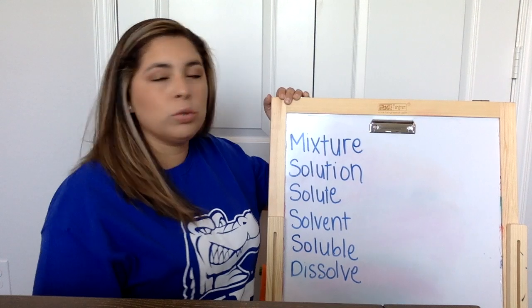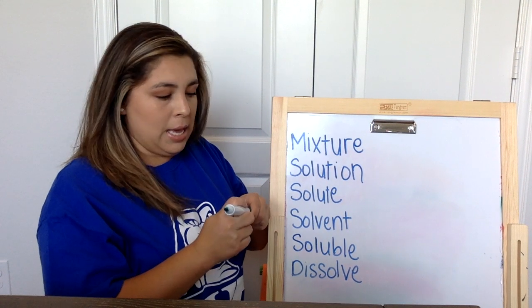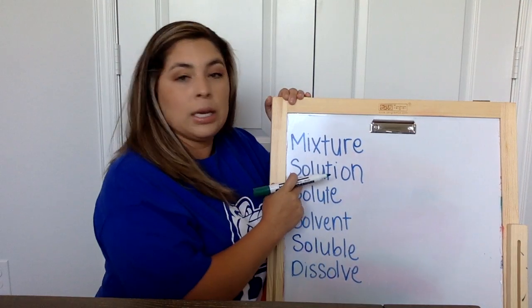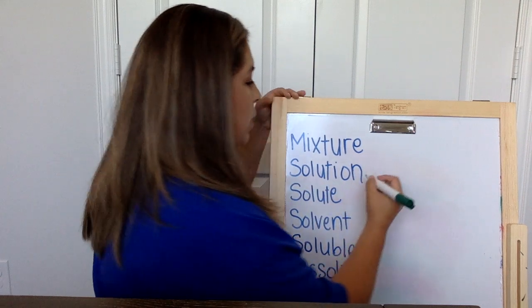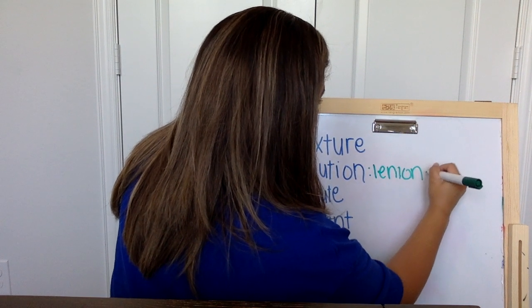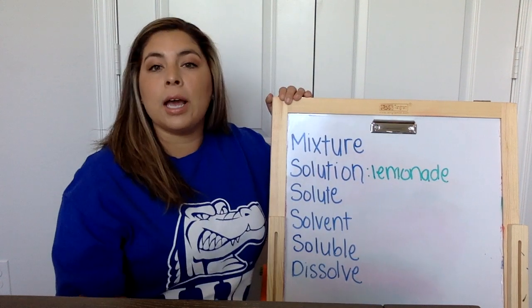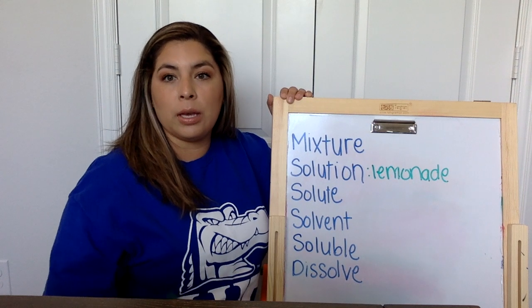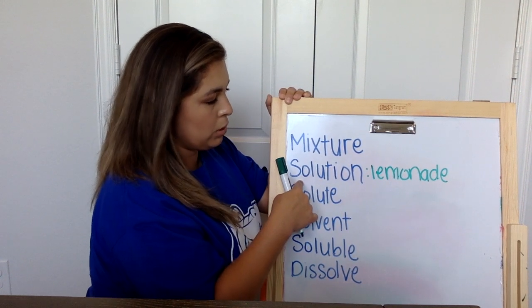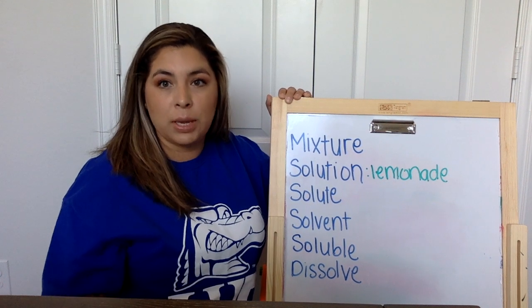Okay, so again, we'll just put here for one of our examples of a mixture, a homogeneous mixture, which we know is also a solution. So I'm going to put lemonade here. In your science notebooks, as you're following along, go ahead and write lemonade next to the word solution so that you know that that's an example of a homogeneous mixture.